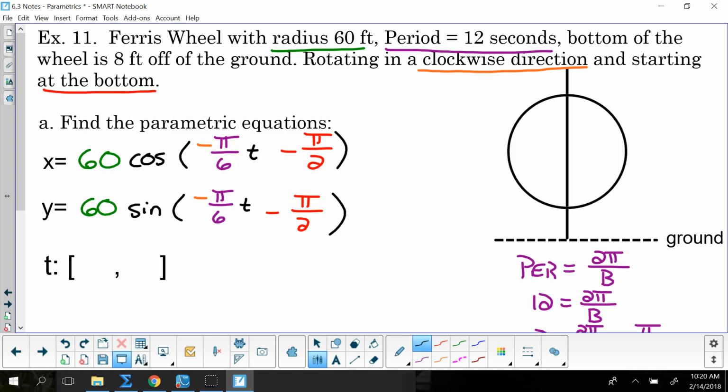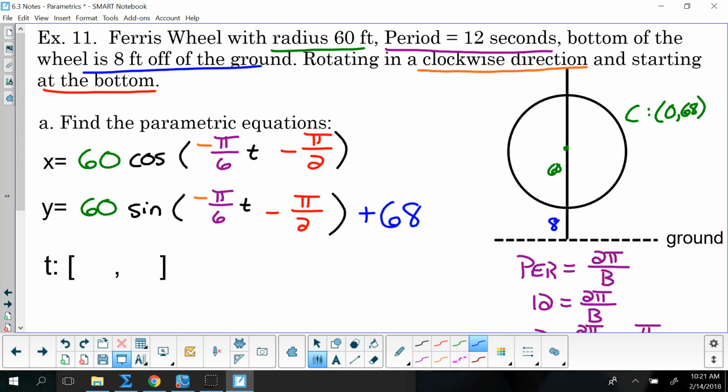Did we use all of our information? Would you add 68? How did you come up with 68? And where would I add it? To the sine, since it's 8 feet off the ground and the radius is 60. So that gives me my center at 0, 68. So really I'd add 0 to the x, but we don't write that, and then add 68 to the y. Love it. Good catch.